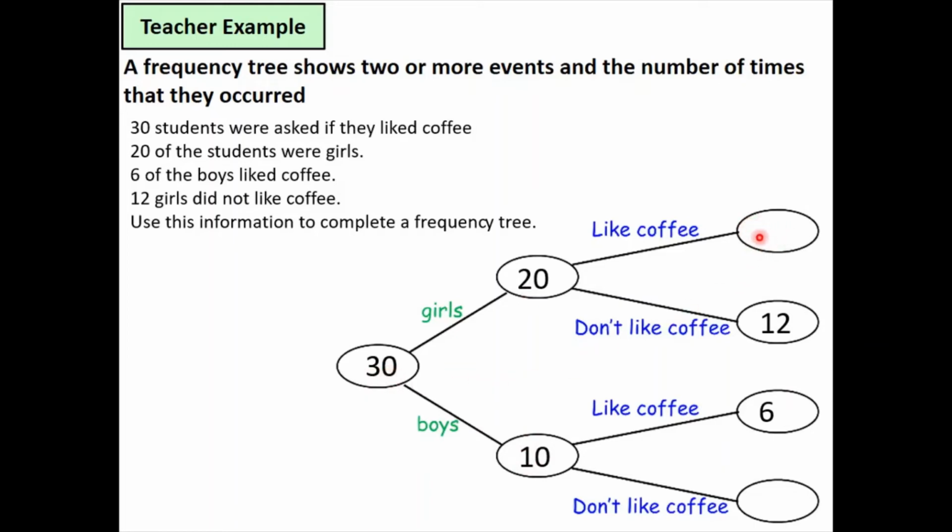Now, again, same sort of principle. If 12 of them don't like coffee, the only options on the questionnaire, on the survey I gave them, was like it or don't like it. There wasn't any other option like, oh, I think it's all right, or I have it some days, or I might drink one if I'm working really hard, it's late at night, or something like that. So there's no options like that. It's either you like it or you don't like it. Then it must be 8, because 12 add 8 makes 20. And similarly down here, 6 add something has to make 10. Answer is, of course, 4.